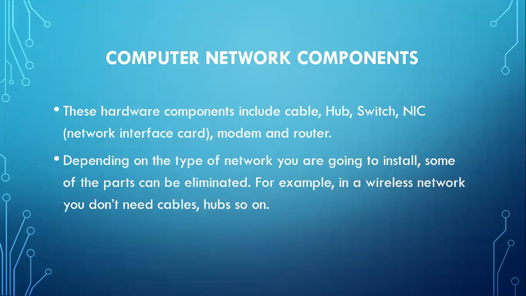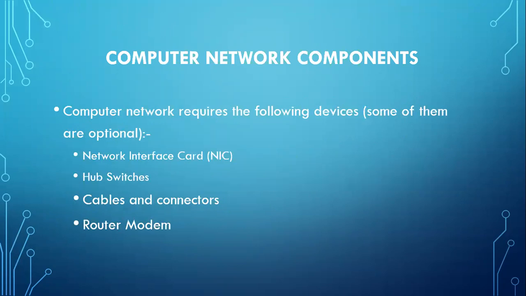So we see those computer network components. These hardware components include the cable, hub, switch, NIC, that is the network interface card, modem, and the router. Now, depending on the type of the network which you are going to install, some of the parts can be eliminated. Take an example, in a wireless network, you don't need cables, hubs, and so on.